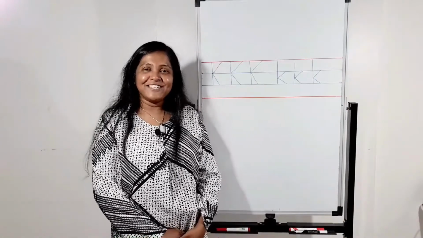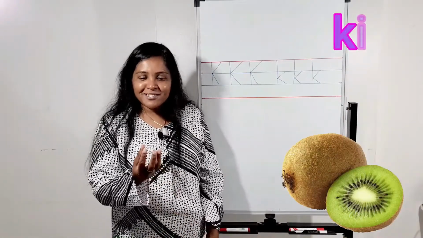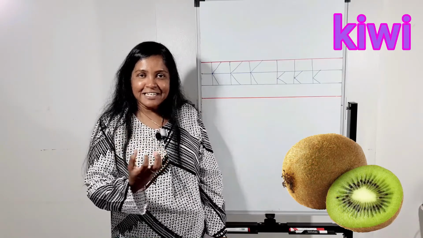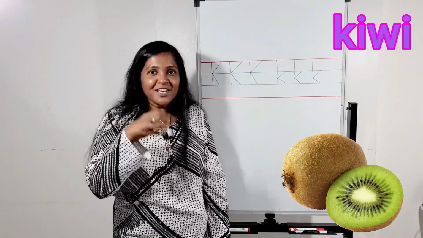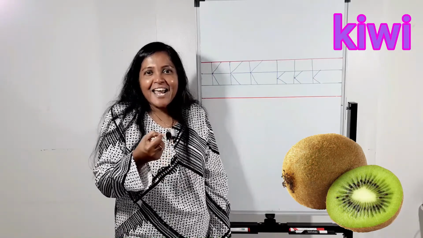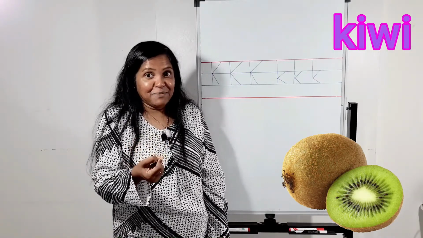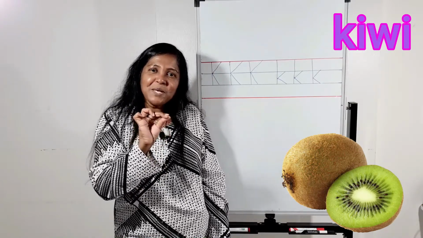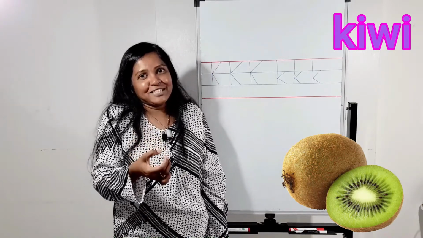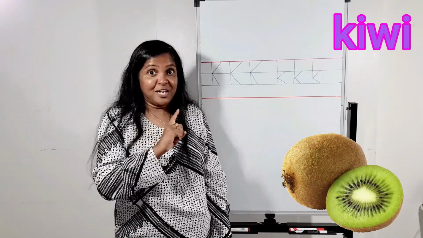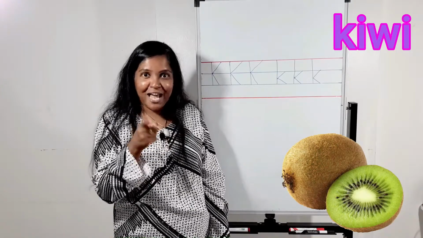Number five, kiwi. Kiwi is a small fruit. It has brown skin and the flesh inside is green. Sometimes it's golden color. There are tiny black seeds that are edible. And kiwi has a sweet and unique flavor. Do you remember our Let's Learn About the Fruit? We learned about kiwi. Do you like to eat kiwi?